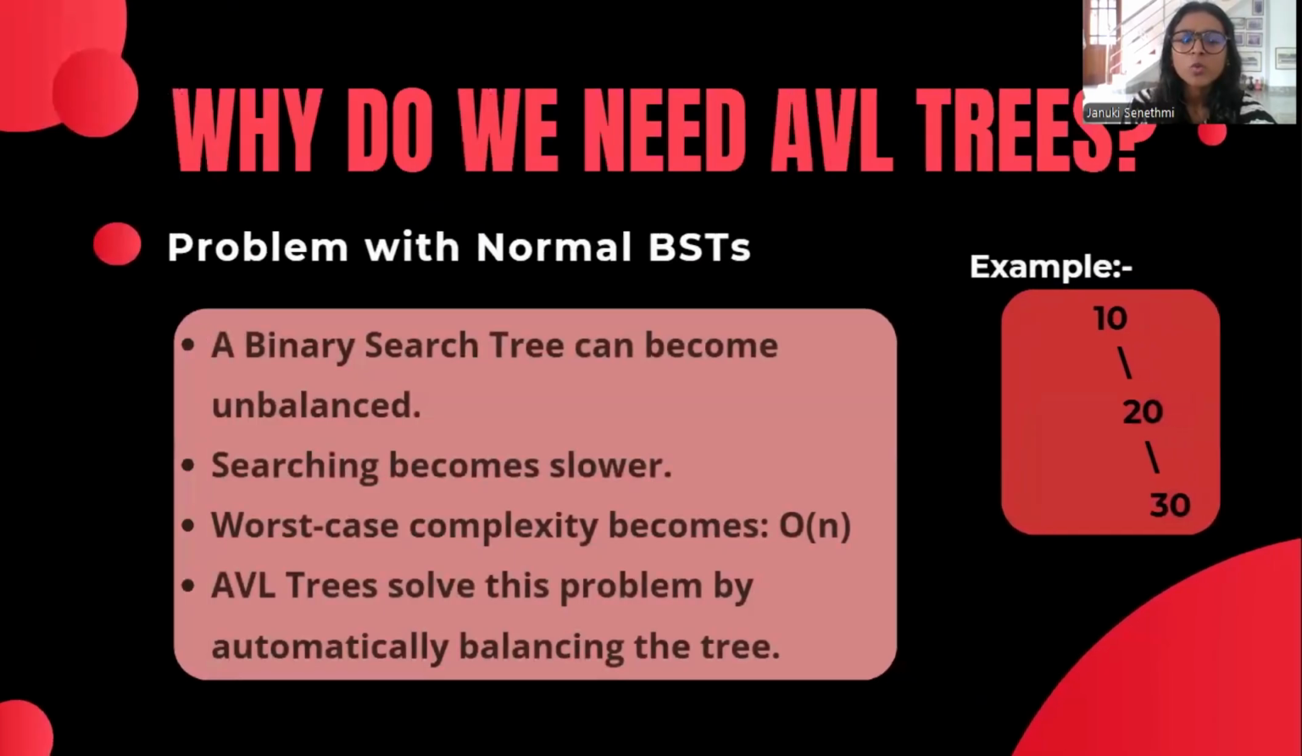Now, why do we need these AVL trees? A normal binary search tree can become unbalanced after multiple insertions. For example, if we insert values in sorted order like 10, 20, and 30, the tree becomes skewed. This makes searching slower because the tree behaves like a linked list. Instead of logarithmic time, operations can become O(n). AVL trees solve this by automatically balancing the tree.